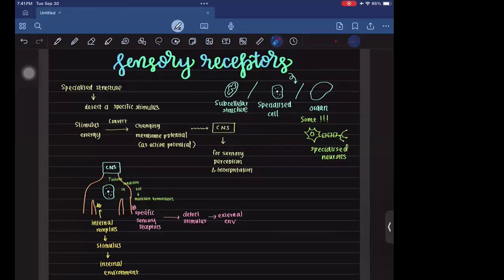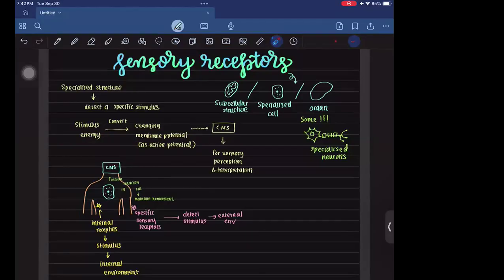So what is the sensory receptor? It is a specialized structure which is used to detect a specific stimulus. And what will it do? It will be converting the stimulus energy. It can be light energy, it can be pressure, anything. So the stimulus energy will be converted into changing membrane potential to be transmitted to the central nervous system as action potential. Then what will happen in the central nervous system? In the central nervous system, there will be sensory perception and interpretation taking place.